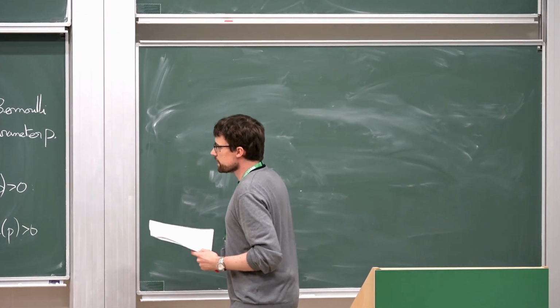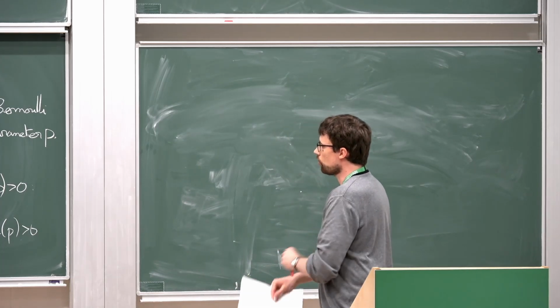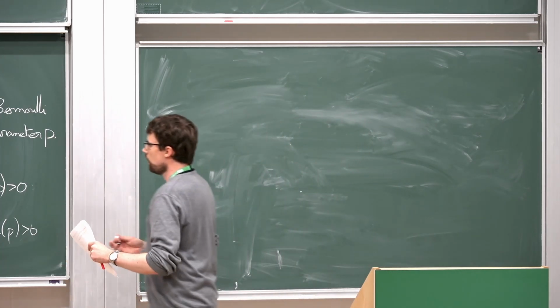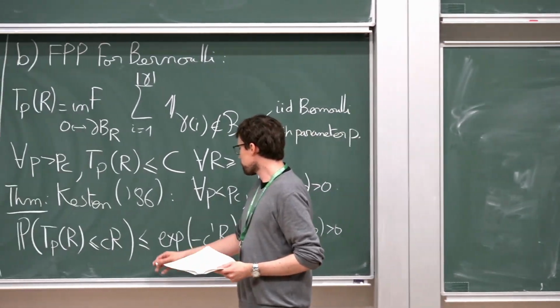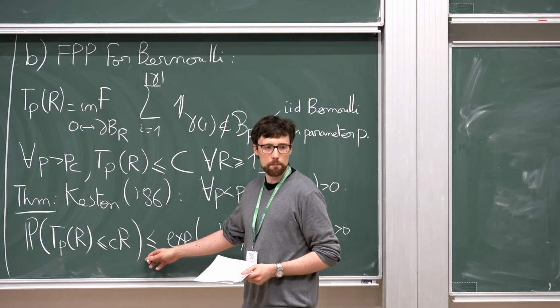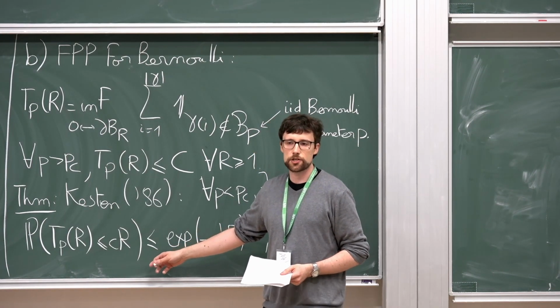Okay, so maybe two small remarks about this theorem from Kesten. The first one is that this bound up to constant is sharp. And this is easy to see, this is just the FKG inequality.